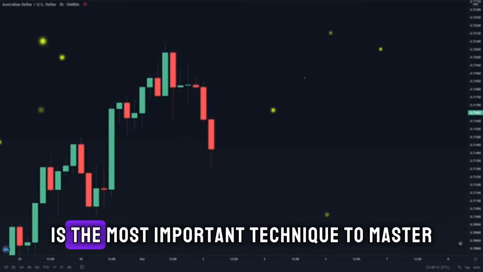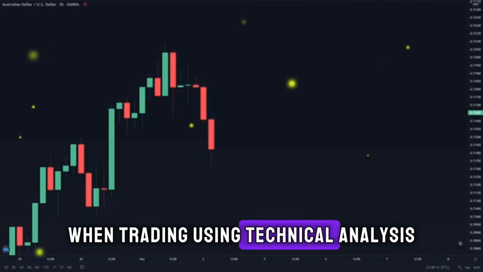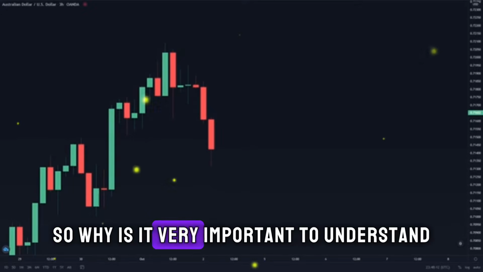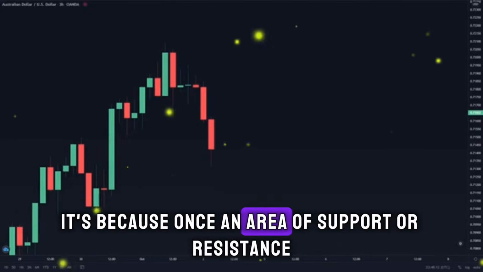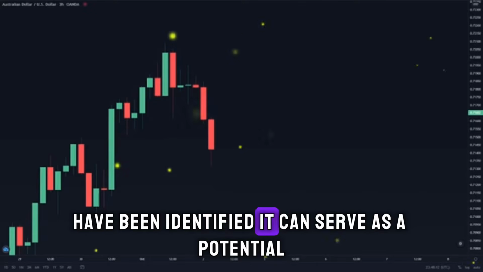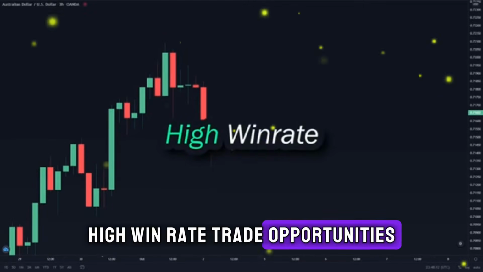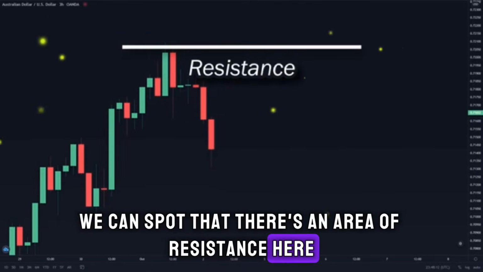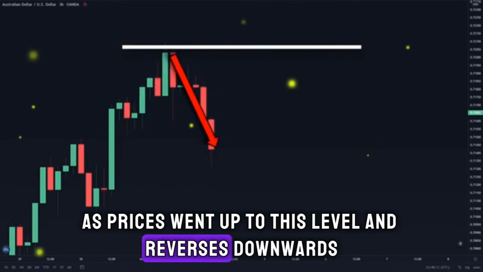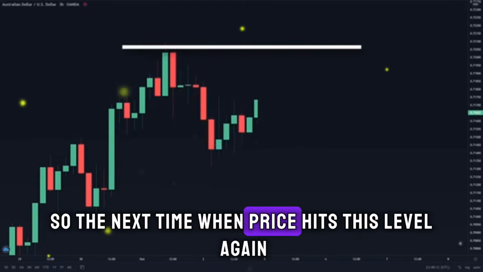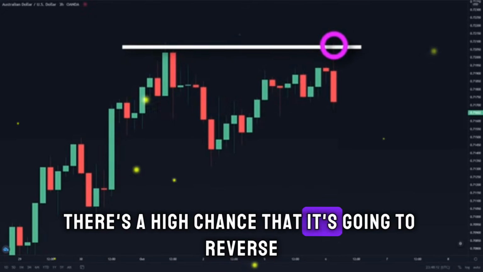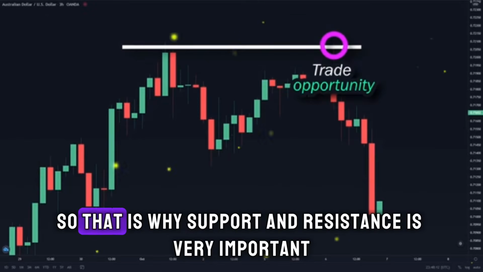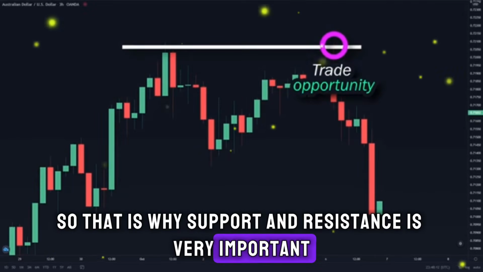Support and resistance is the most important technique to master when trading using technical analysis, yet 99% of traders still get it wrong. So why is it very important to understand? It's because once an area of support or resistance has been identified, it can serve as a potential high win rate trade opportunity. Like in this example, in this chart, we can spot that there's an area of resistance here, as prices went up to this level and reversed downwards. So the next time price hits this level again, there's a high chance that it's going to reverse downwards again. And so this can be a possible trade opportunity. So that is why support and resistance is very important.